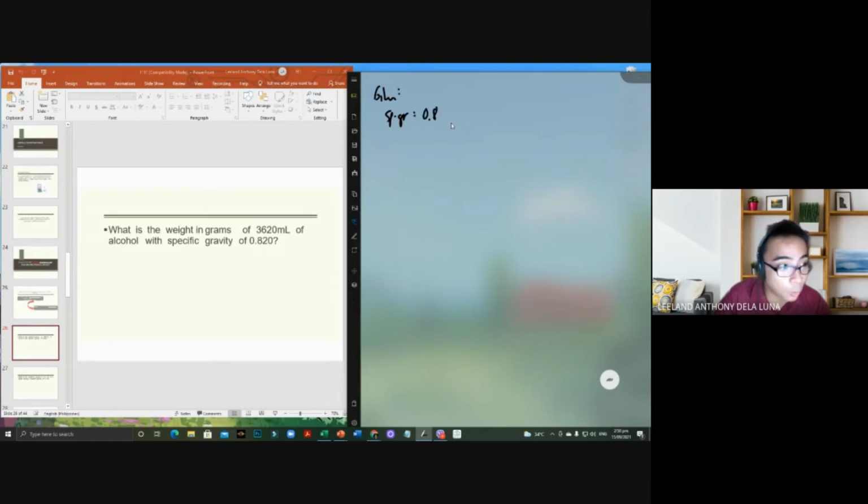okay, actually, kasi tinuturuan ko kayo paano maging tamad. Okay, shortcut na agad to. Huwag na tayo magconvert. Alright, kasi para mabilis din naman, kasi ganoon din naman yun eh. Okay, 0.820 is equivalent to density, which is equivalent to 0.820 grams per ml. Kumbaga, automatic na yon. Right? So, tapos, ang given ko dito is volume, which is equal to 3,620 ml.